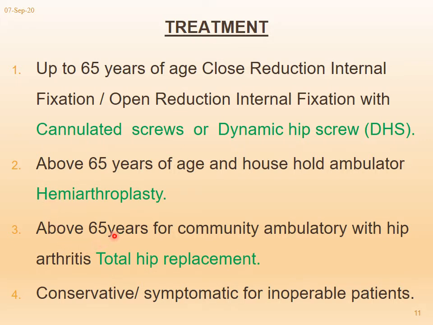If patient is above 65 years of age, he is a community ambulator and he may have some problem in the hip joint, then we do a total hip replacement. The difference between hemiarthroplasty and total hip is that here only the head of the femur is being replaced. In total hip replacement, we replace the acetabulum as well, and we opt for conservative treatment for inoperable patients.